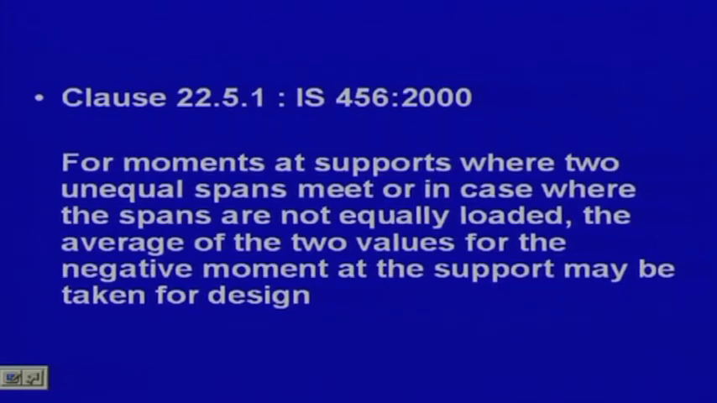In that case our code says that the average of the two values for the negative moment, because we are talking about the support, may be taken for design. So we simply take the average value, because at each and every level there should not be any confusion or dispute, and that is resolved in these codes. That is why this code is so important.